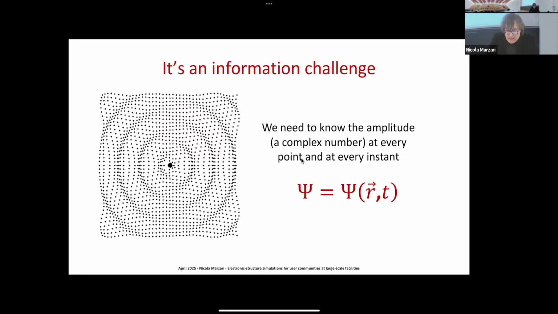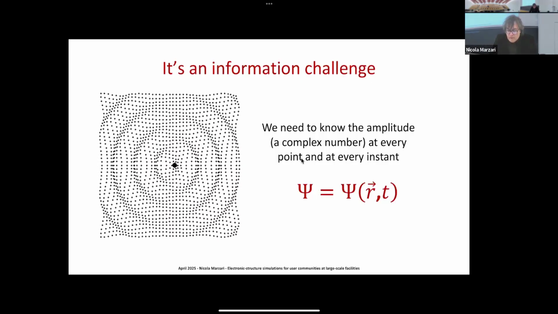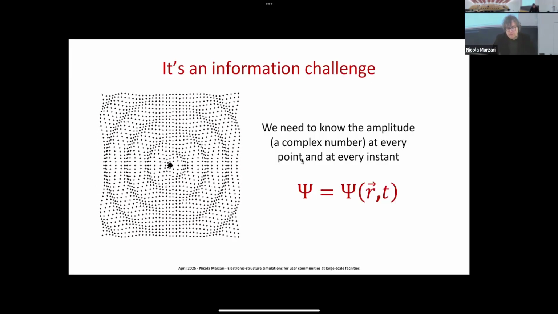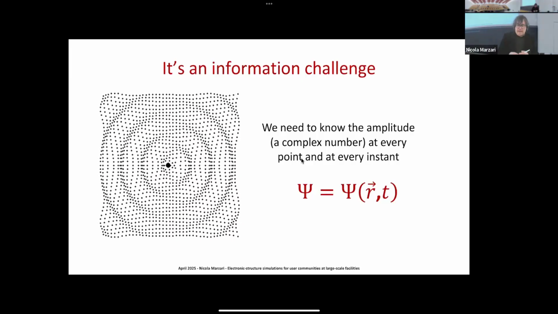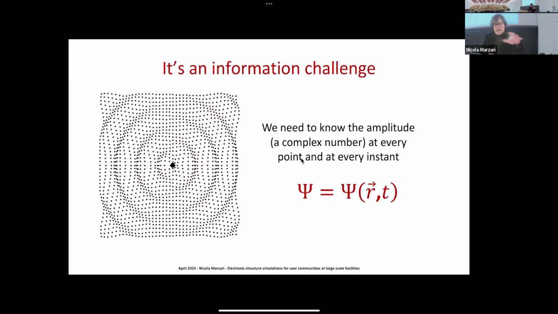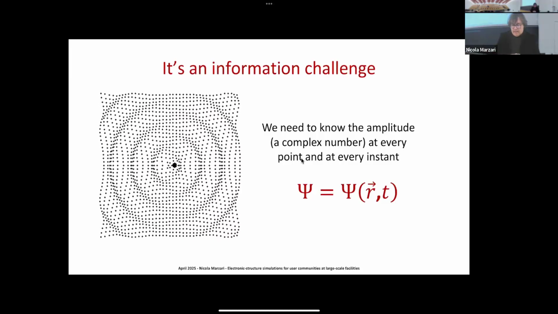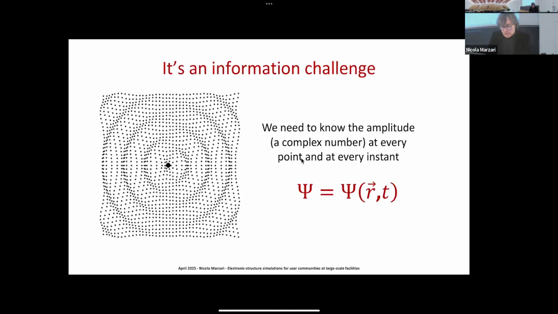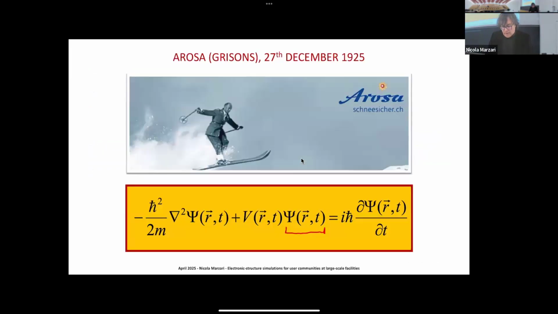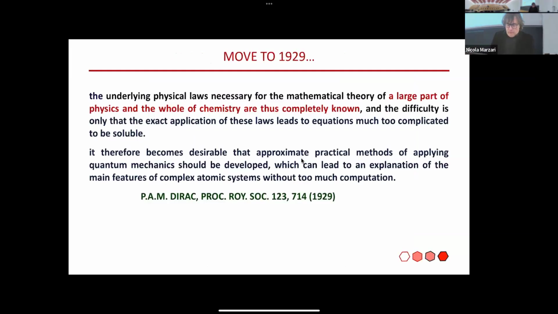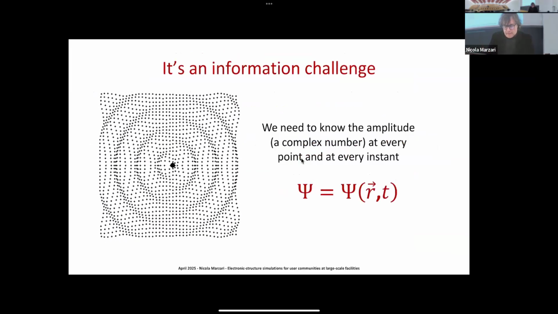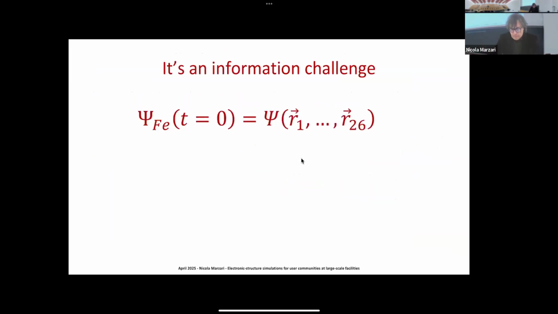If instead you want to describe one single wave, you need to give the amplitude. Think of this as the height above the sea level, everywhere in space and at every instant in time. And actually, it's a little bit more complex because the Schrödinger equation has also an imaginary part. So we are actually working not with classical water waves that would have real amplitude, but with waves that have an amplitude that is a complex number.